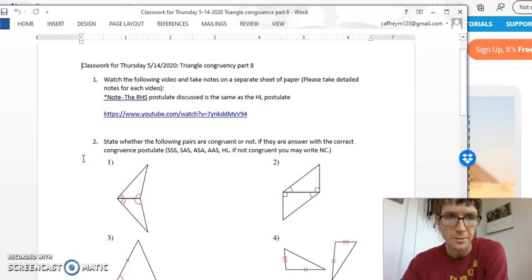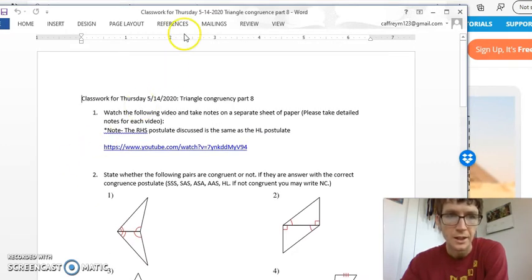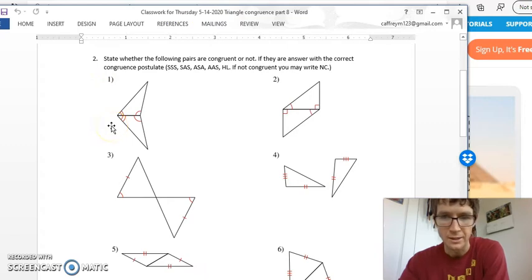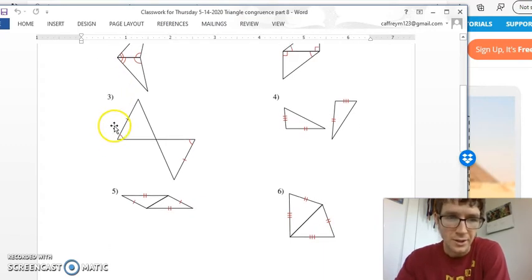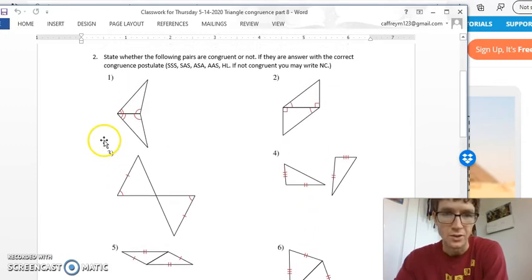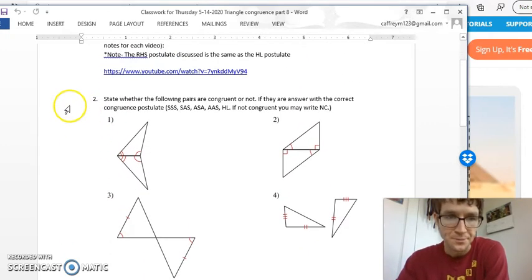Hi everyone. Today I'm going to be going over the classwork for May 14th. This is kind of like, I guess, our final review into triangle congruence before we start really digging into proofs. This is just reviewing the postulates in particular.